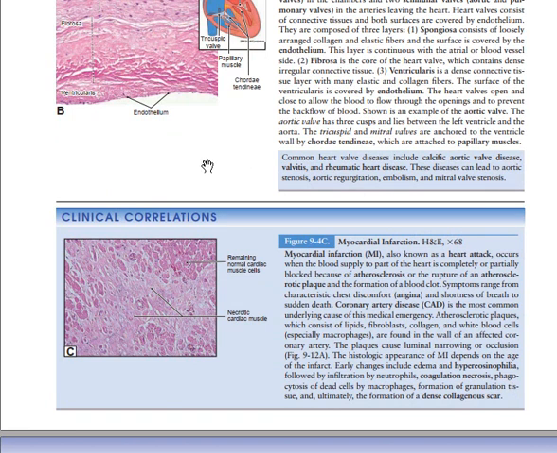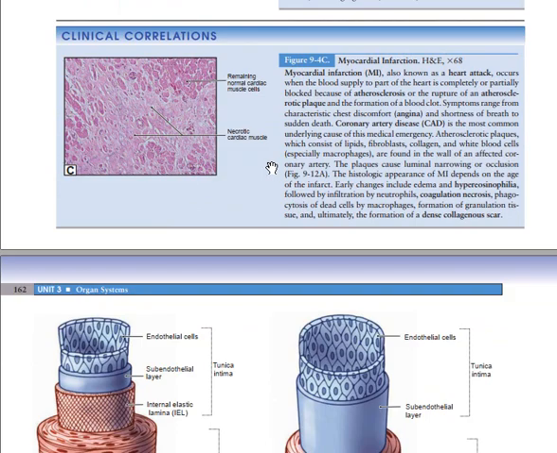You have calcific aortic valve disease, valvulitis, and rheumatic heart disease. With calcific aortic valve disease, you're going to see calcification in the histologic section. Valvulitis, you're going to see exudations in the histologic section. And then rheumatic heart disease, you're going to visualize vegetations on the histologic sections.